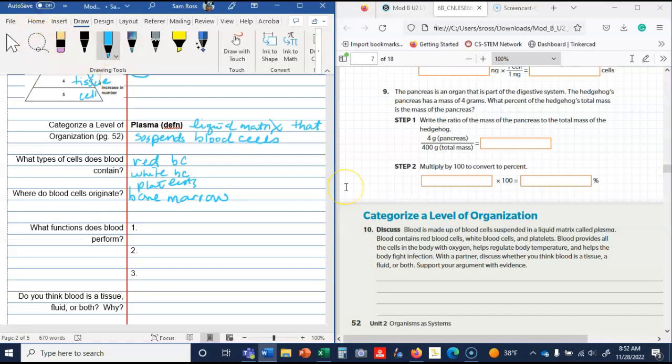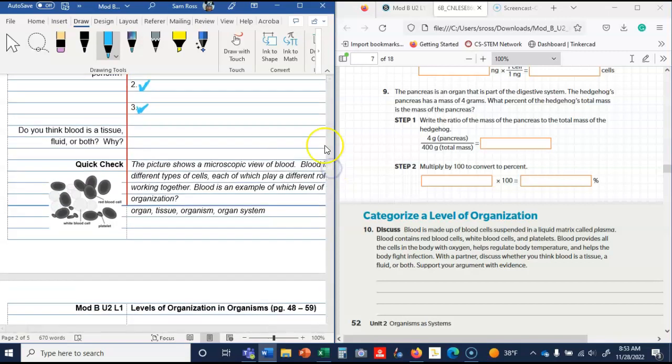And then what functions does blood perform? Blood provides all the cells in the body with oxygen, helps to regulate body temperature, and helps the body to fight infection. So blood's pretty miraculous. So let's go back through the functions of the blood. Number 1, it provides all the cells in the body with oxygen. Number 2 is that it helps regulate body temperature. That's important. And then number 3 is that it helps the body fight infection.